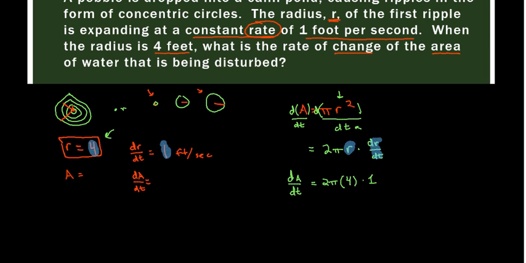And what are our units here? This is area, so it's going to have to be square feet per second. And if you want to multiply out 8 pi, feel free to do so. I don't have a nice calculator handy to do that. But that is how fast our area is changing.